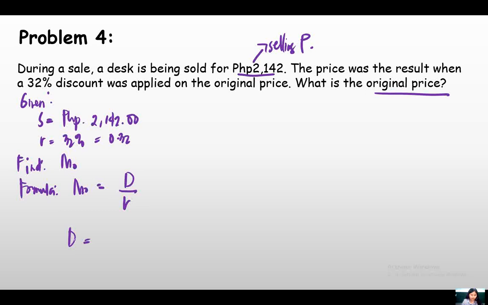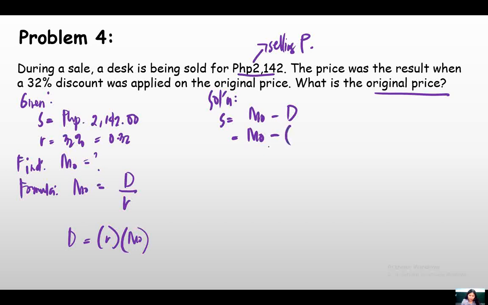So if you are going to get the discount, just get the product of the rate and the cost price. Okay po, what else? We don't have the cost price, class, because that is the missing one. Let's use again the formula for the selling price, which is M sub O minus D. Let's derive this again, where D is equal to R times M sub O. Then factor this out. We have M sub O, quantity 1 minus R.